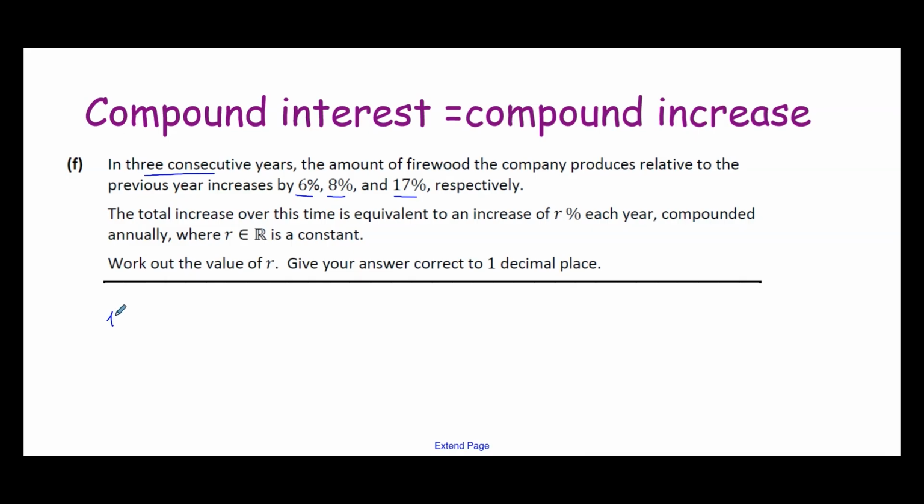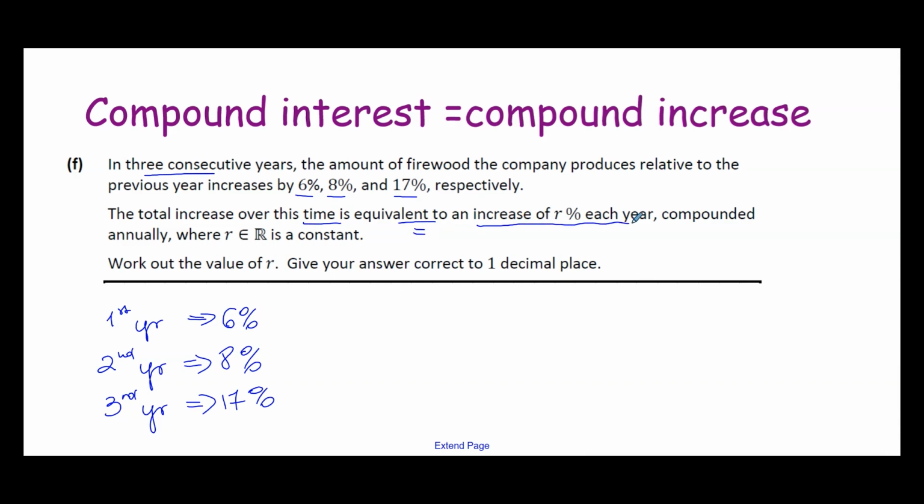3 consecutive years. So we have the first year, and that increase is 6%. We have the second year, and that increase is 8%. And then we have the third year, and that increase is 17%. Okay. The total increase over this time, so over 3 years, is equivalent, meaning equal to what? An increase of R each year.